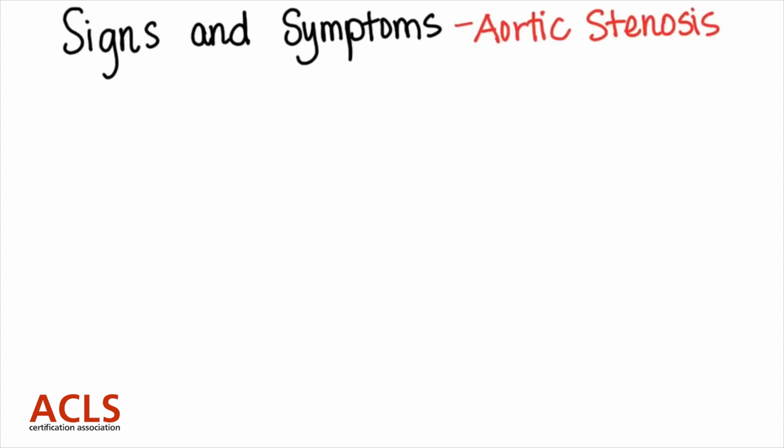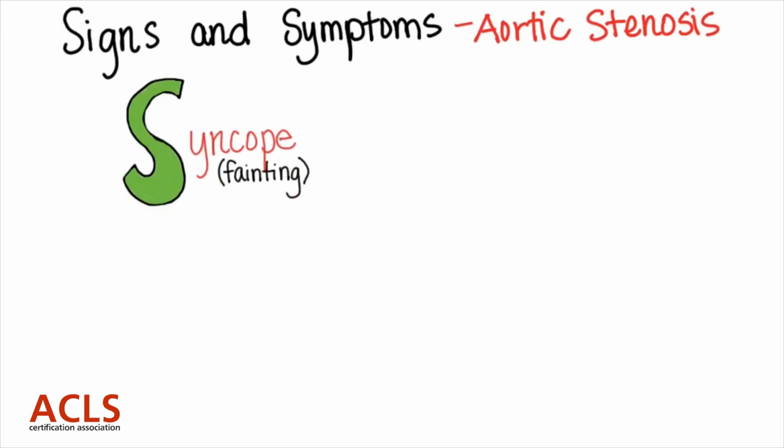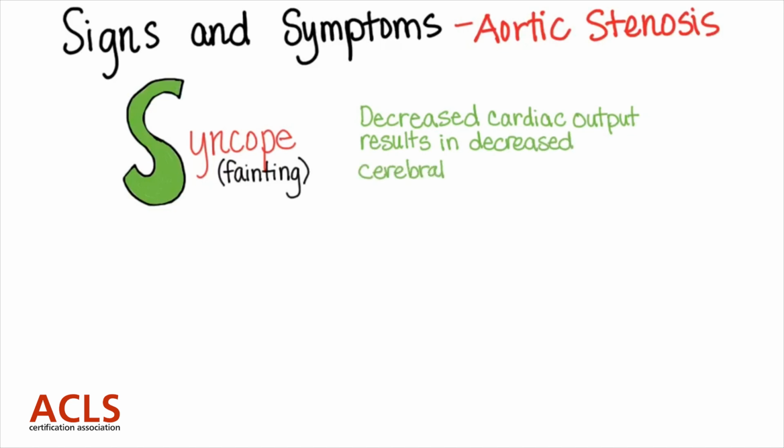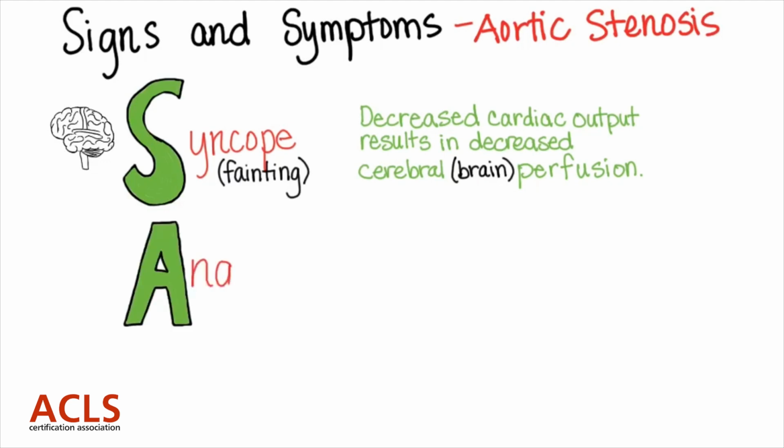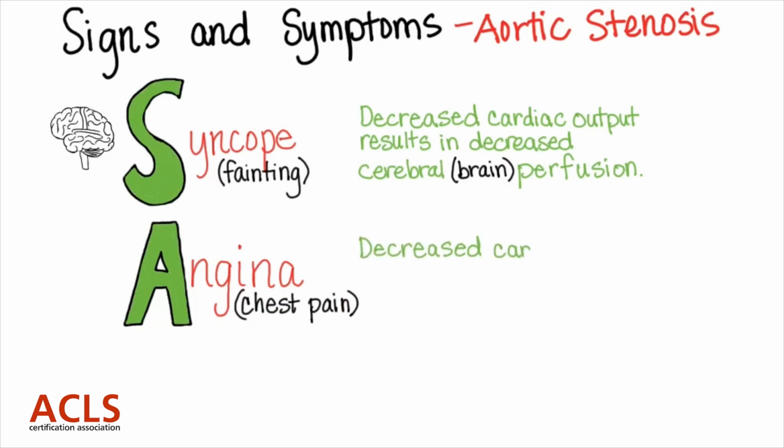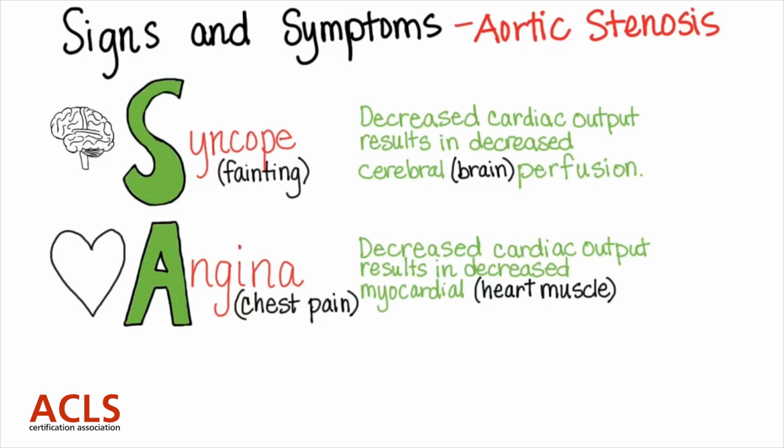Signs and symptoms of aortic stenosis. These can best be remembered with the acronym SAD. S stands for syncope, another word for fainting. This is due to a decrease in cardiac output that results in decreased cerebral or brain perfusion. A is for angina or chest pain. This is caused by a decreased cardiac output that results in decreased myocardial or heart muscle perfusion.